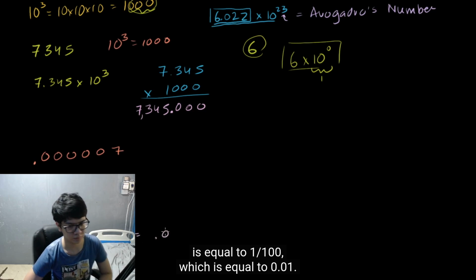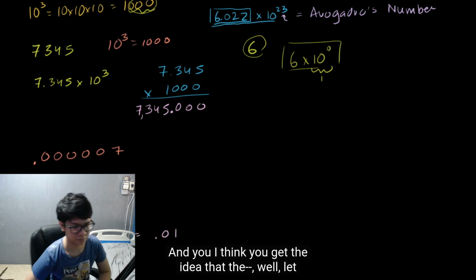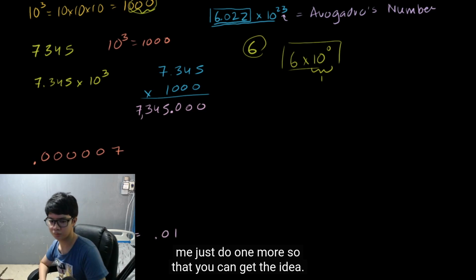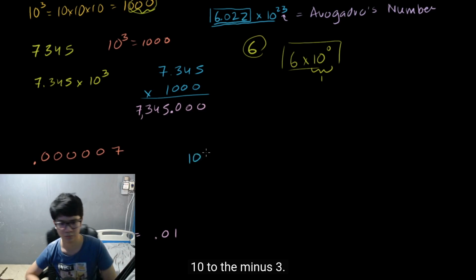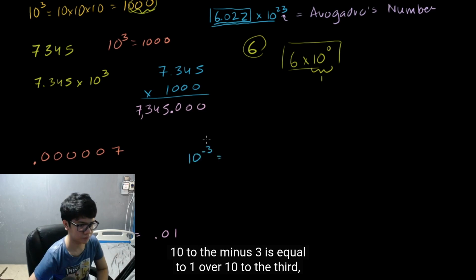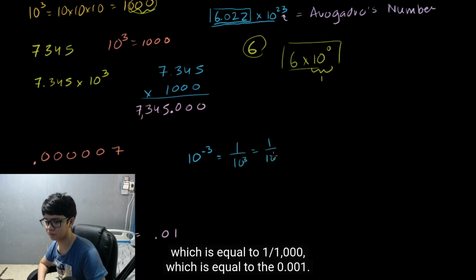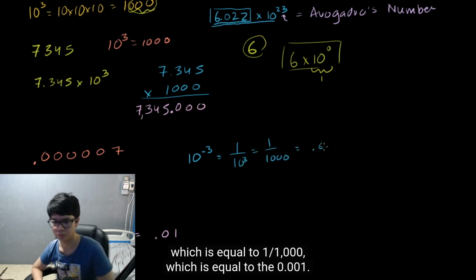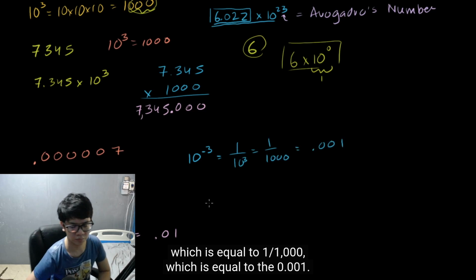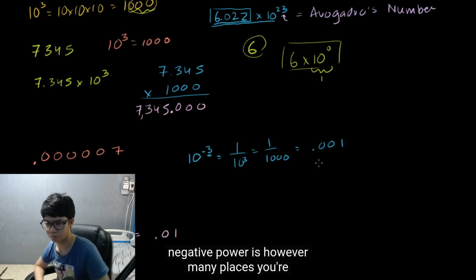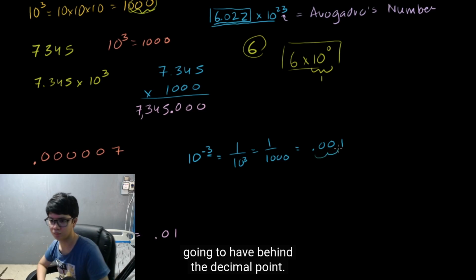is equal to 0.01. And I think you get the idea, but let me just do one more so that you can get the idea. 10 to the minus 3. 10 to the minus 3 is equal to 1 over 10 to the third, which is equal to 1 over 1,000, which is equal to 0.001. So the general pattern here is 10 to the whatever negative power is however many places you're going to have behind the decimal point.